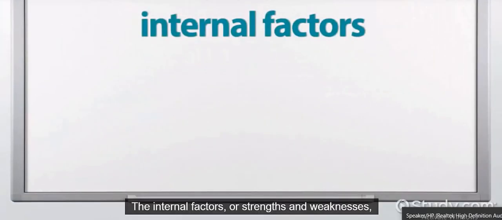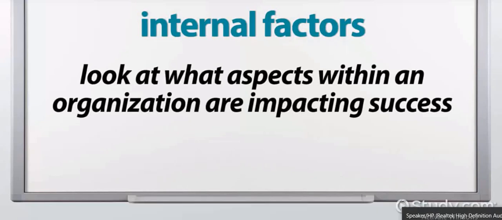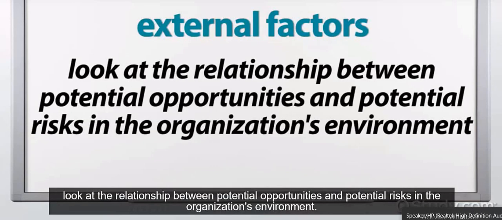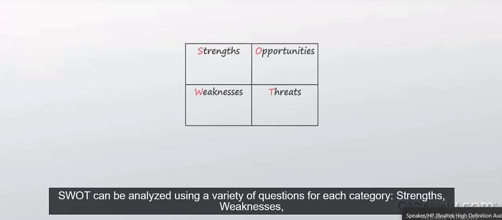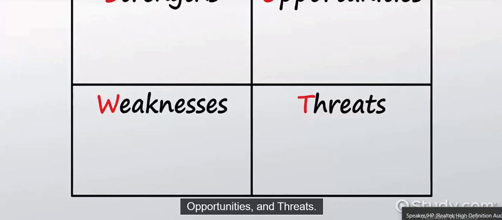The internal factors, or strengths and weaknesses, look at what aspects within an organization are impacting success. The external factors, or opportunities and threats, look at the relationship between potential opportunities and potential risks in the organization's environment. SWOT can be analyzed using a variety of questions for each category: strengths, weaknesses, opportunities, and threats.